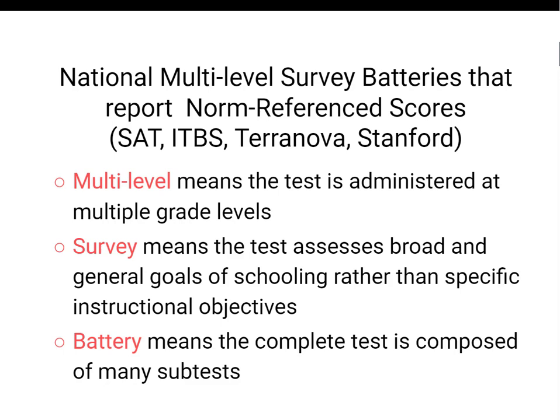Like, for example, the state test that the students take from 3rd grade all the way up to, I believe, 8th grade. That is a multi-level test because it happens so many times, every single grade from 3rd grade to 7th or 8th grade. But then also it's comprised of various smaller tests within that testing period, so it's also a battery.